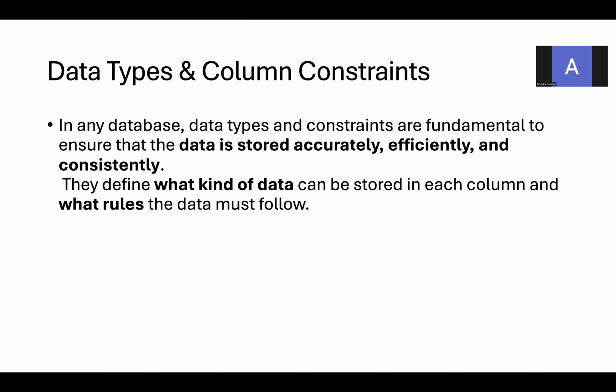In any database, data types and constraints are fundamental to ensure the data is stored accurately, efficiently, and consistently. If you are going to create a table, you should mention the number of columns in it, and each column will have a specific data type. If it is a name column, it will have string or varchar. If it is an age, it is numeric or integer. And if it is marks, again numeric. So this is the way we decide the data types for each column.